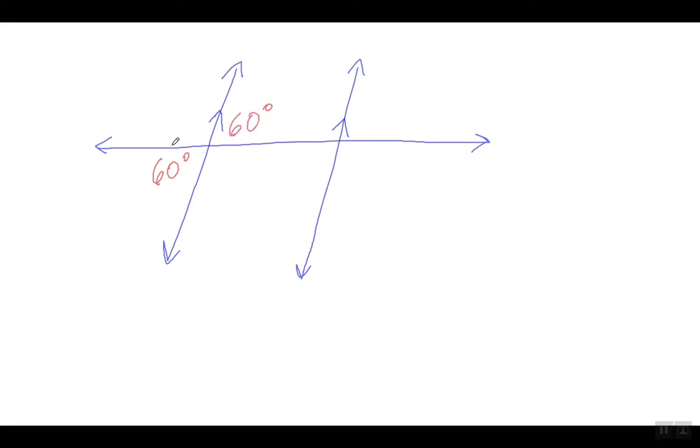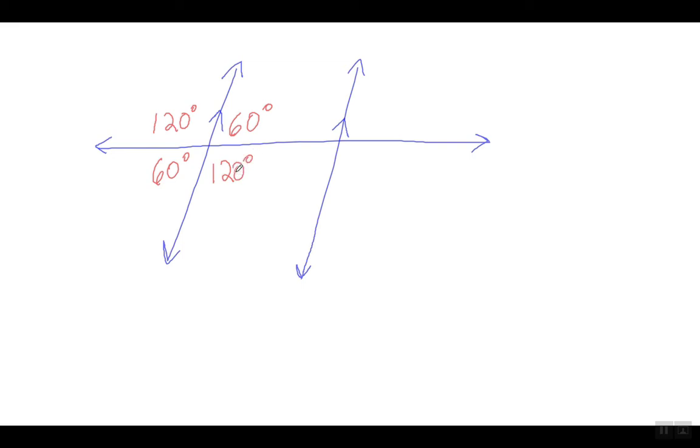And look, this is a straight line, however you want to look at it, it's going to be the same thing. A straight line always measures 180 degrees. So if this is a straight line, then this has to be whatever I add to 60 to get 180, which in this case would be 120. And if this is 120, these are vertical angles, so this is also 120.